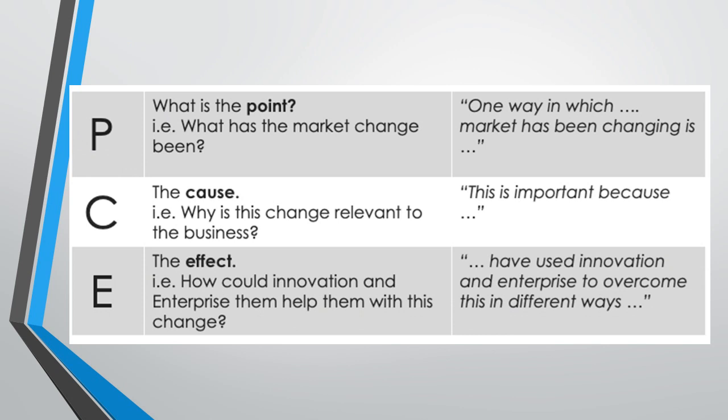So one way in which the market has been changing, then why it's important to that business, you need to explain it, and what have they done or how could they overcome this in different ways. And as I said, you need two market changes for that. In total, then, you need seven paragraphs with your evidence. You might want to put some screenshots in there, like newspaper articles or some market share graphs or maybe some sales data if you can find that on the company's website.